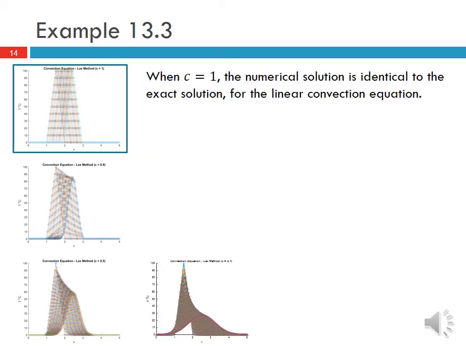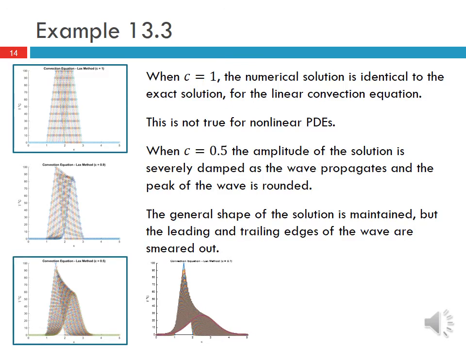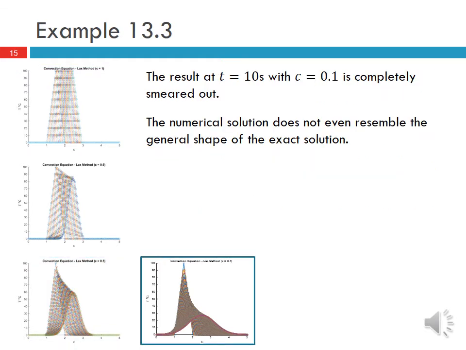When c equals 1, the numerical solution is actually identical to the exact solution for this particular case of the linear convection equation. This is not a general result. It's not true for nonlinear PDEs in particular. When c is 0.5, the amplitude of the solution is severely damped as the wave propagates, and the peak of the wave becomes rounded, as you can see as we progress in time. The general shape of the solution is somewhat maintained, but the leading and trailing edges of the wave tend to become very smeared out.